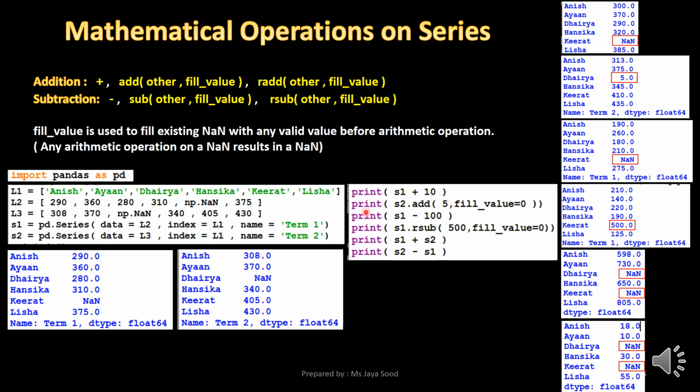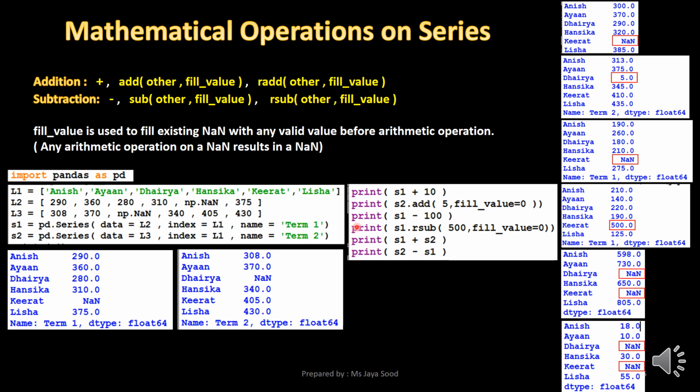The next statement print S2.add(5, fill_value=0) will first replace the NaN values in the series S2 with a 0 and then add 5 to each element of the series S2. So for Anish, 308 plus 5 will be 313 and so on. For Dhairya, which is a NaN, will first be replaced by a 0, plus 5 will give us a 5.